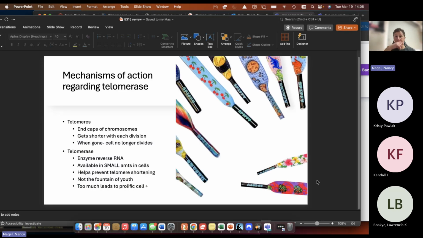All right, so the first one that I wanted to tackle was mechanisms of action regarding telomerase. Now, if you'll recall from your lectures, telomeres are the very end of genetic material at the chromosome level. So every time a somatic cell, so dividing cells, divides, the telomeres get a little bit shorter and a little bit shorter. When you run out of telomeres, that means that your cell is no longer capable of dividing. Now, this is a built-in way we age.